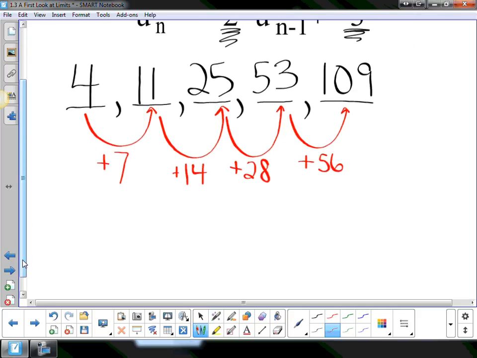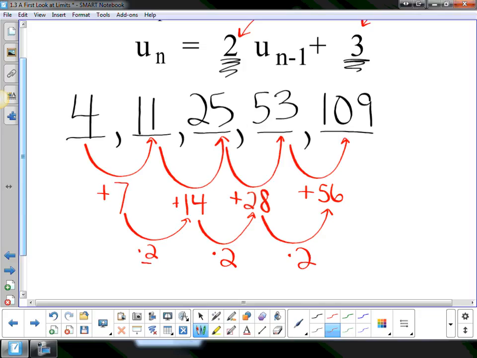All right? However, they have a special pattern to them. And what is that special pattern that they have? They're multiplying by 2 every time. Okay? So what I call that is the common ratio of the differences. These are the differences. They are multiplying by 2 every time. That's not a 0.2, that's times 2. All right? That number shows up in the formula right here. The fact that it's doubling is right there in the formula.